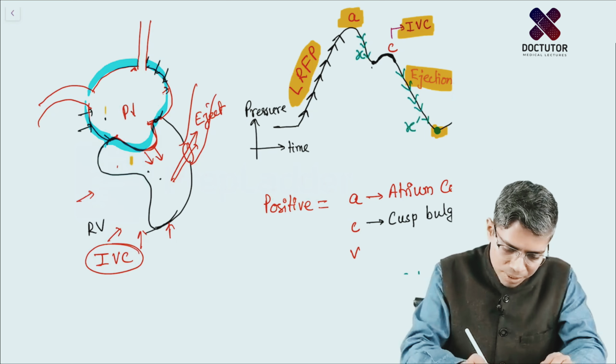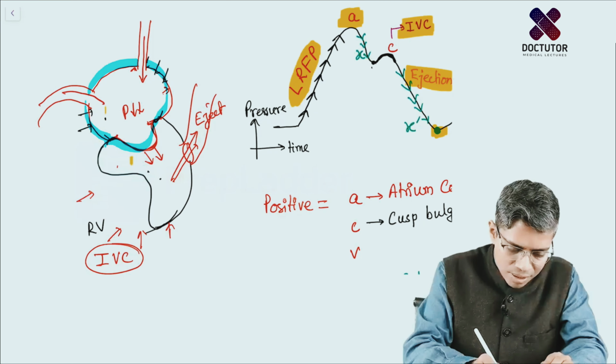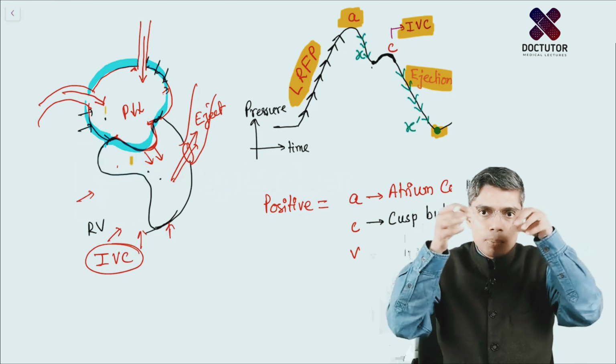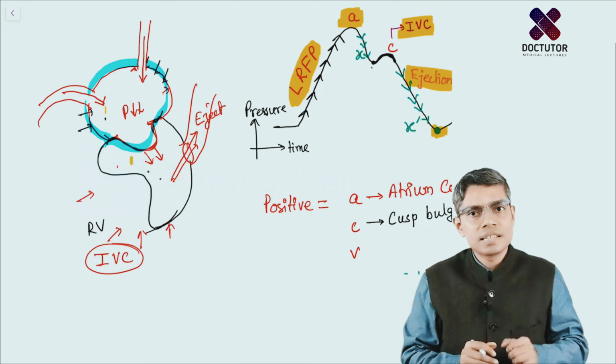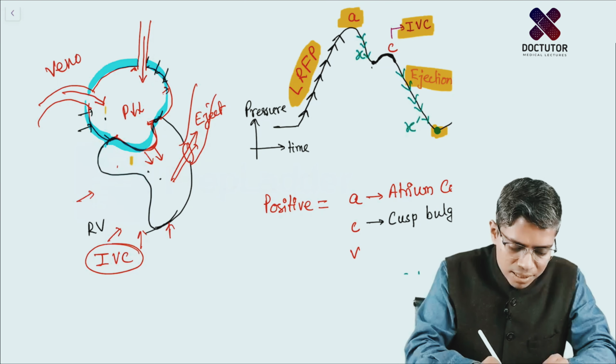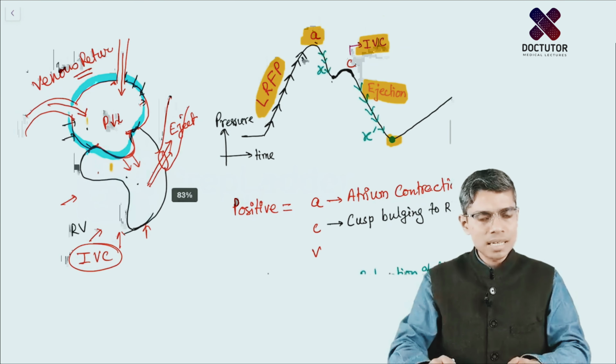Because the atrium pressure is very low, it is dragging the blood from the superior vena cava, and it is dragging the blood from the inferior vena cava. This returning of blood from the IVC and SVC towards the right atrium is known as the venous return phase of the right atrium. This is known as the venous return to the right atrium.